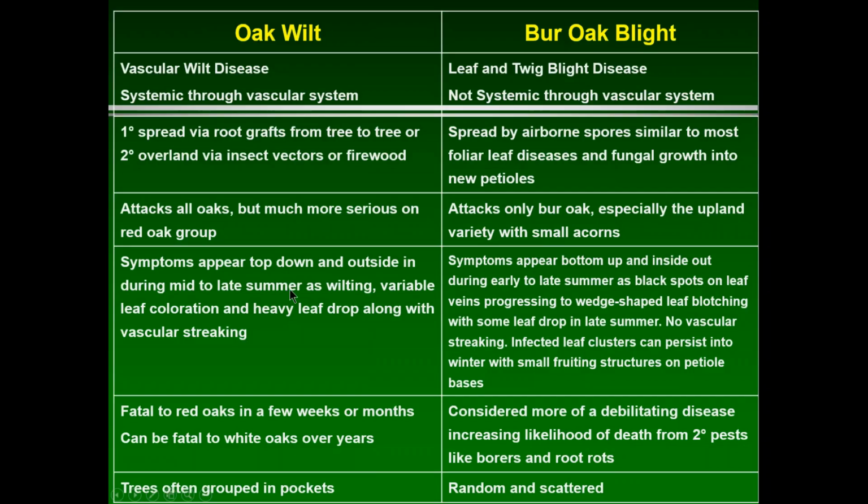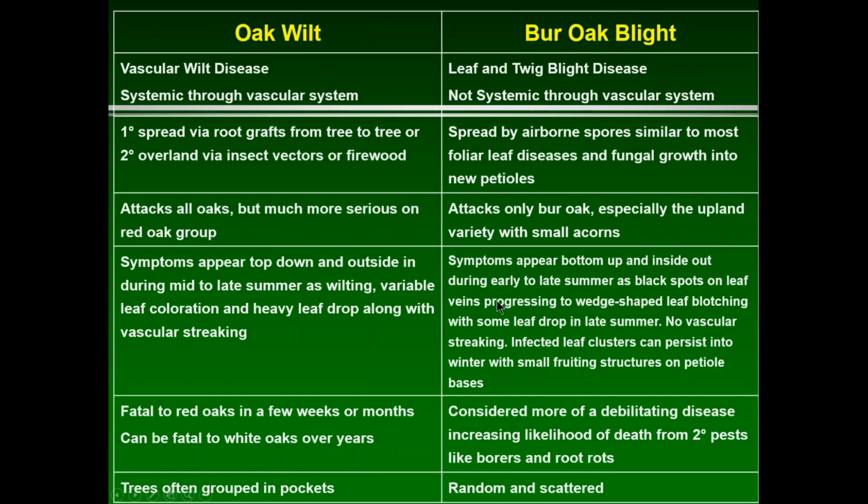Oak wilt symptoms appear top down and outside in during the mid to late summer as wilting, variable leaf coloration, and heavy leaf drop. Oak wilt is going to show up once you begin to get heavy transpirational stress on the tree, because the oak wilt fungus is essentially clogging or causing the tree to shut down its vascular system, and anything that promotes increased transpirational water loss is going to make the symptoms of oak wilt show up even more.